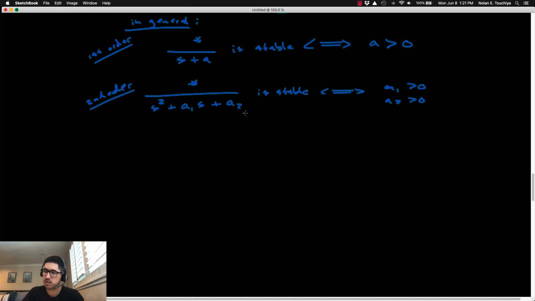So if both of those denominator coefficients are strictly positive, you are guaranteed to have a stable transfer function. Now this one might be a little bit harder to visualize, but if you compute the poles in this generic format, you're going to find that as long as a1 and a2 are both positive, you will always have a negative real component of the poles. So you're always going to have stable poles in this scenario.